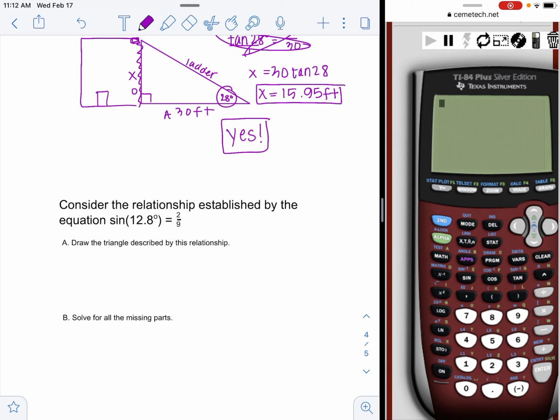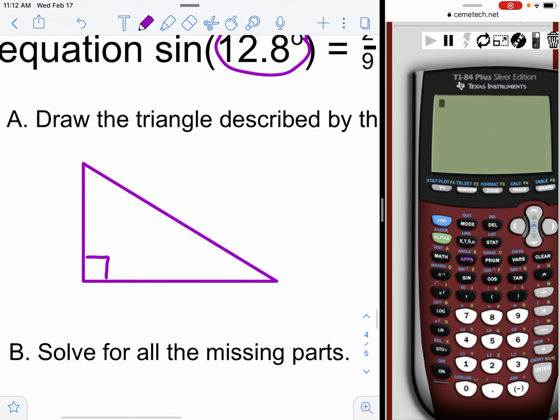Okay. This next one says, consider the relationship established by the equation sine of 12.8 equals 2/9. Draw the triangle that represents this relationship. So it's a right triangle, of course, because it's using sine, which is part of SOHCAHTOA. All right, so what's this right here? Is this a side length or an angle? That's an angle.